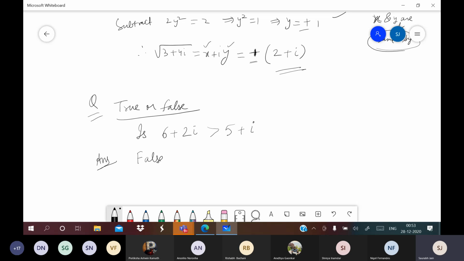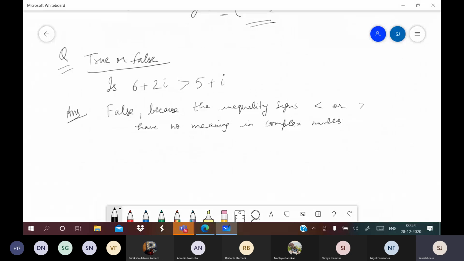See, the answer is false, because the inequality signs, which mean greater than or less than, have no meaning in complex numbers. Or simply you can say that we cannot compare two complex numbers with greater than and less than signs. So what can be the reason given for this?